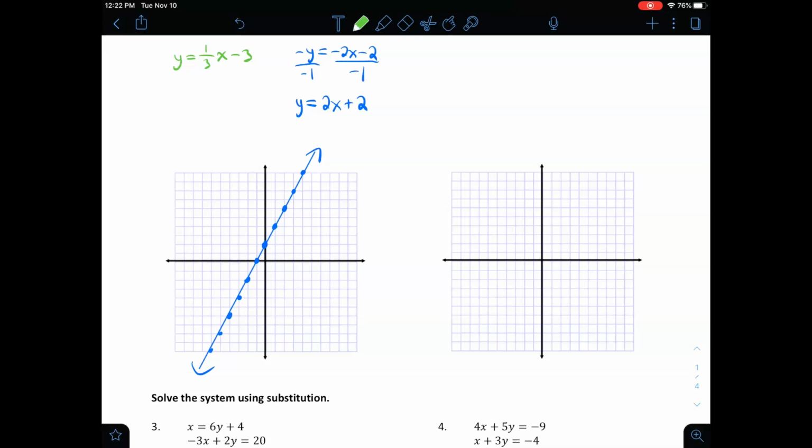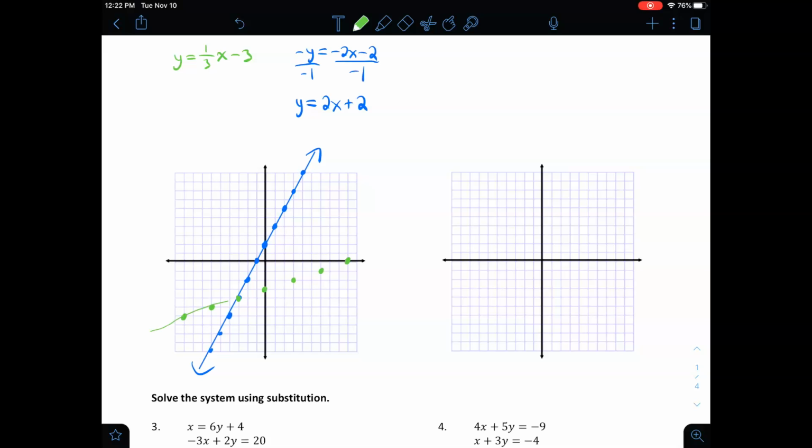All right, then we got 1/3 x minus 3. So our first point we're going to graph is negative 3. We're going to go down 3. And our slope is 1/3, rise over run. So we're going to go up, rise of 1, right 3. Up 1, right 3. We can also go down 1, left 3.